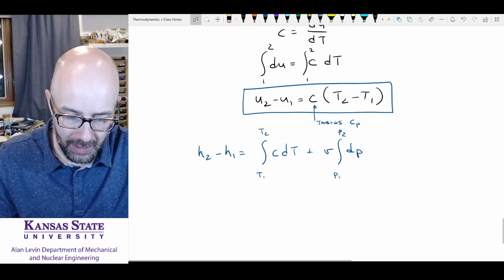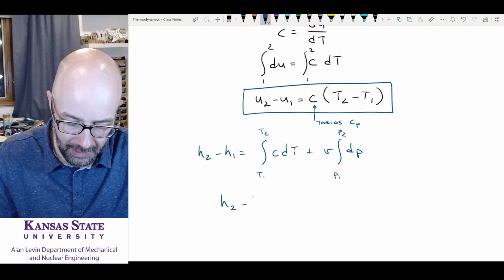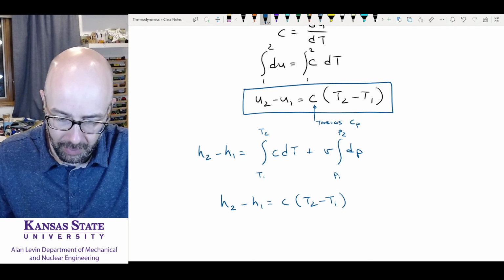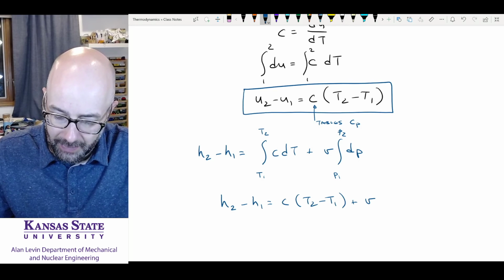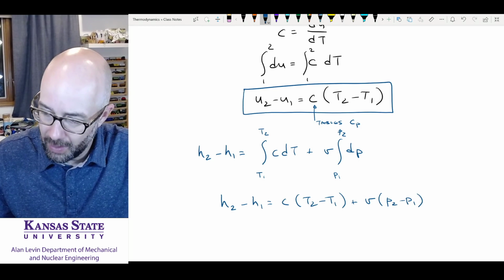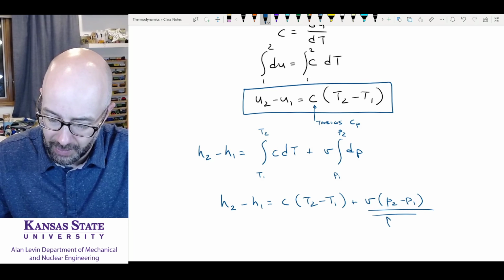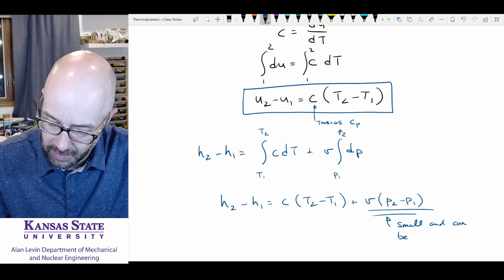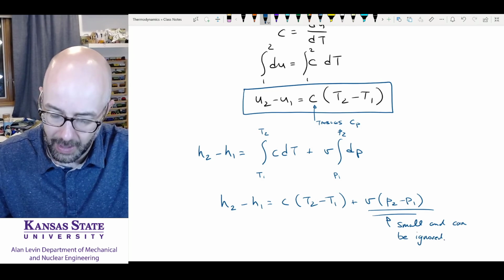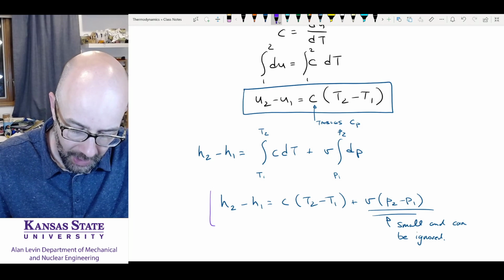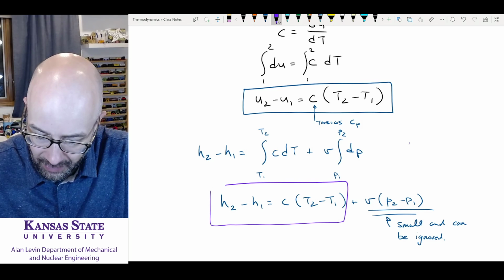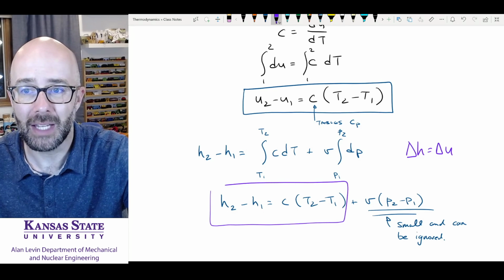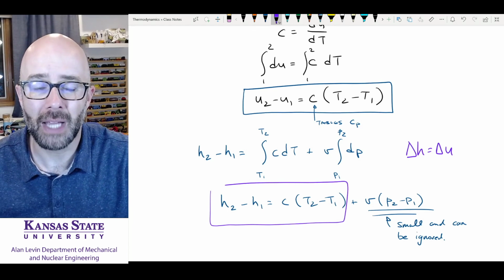Okay. What is this going to equal? Well, enthalpy 2 minus enthalpy 1 is going to be equal to specific heat times T2 minus T1 plus the specific volume times P2 minus P1. And what's going to happen is this term here is very often small and can be ignored. And so often what happens here is we're just going to look at this part of the equation and we're going to say that delta H is equal to delta U when it comes to incompressible substances. That's what we're going to cover. It's all going to boil down to this.